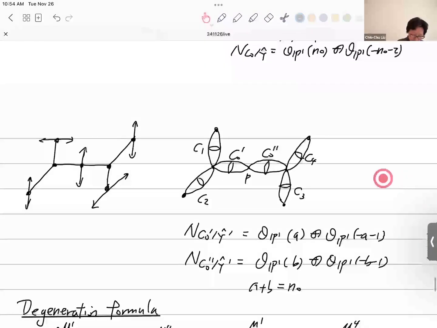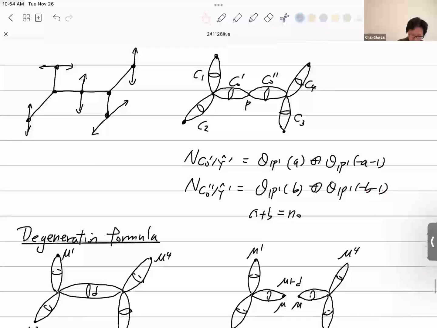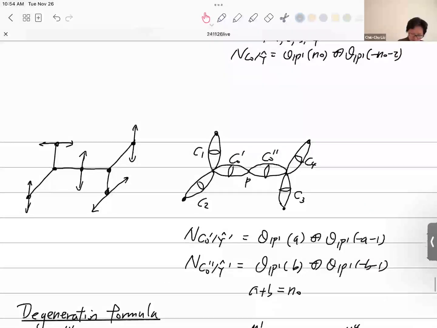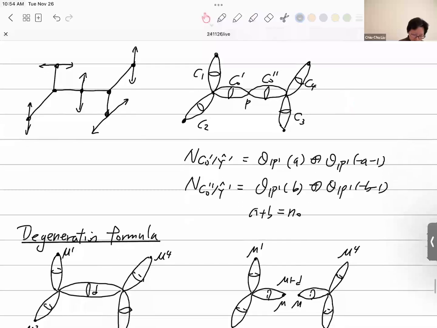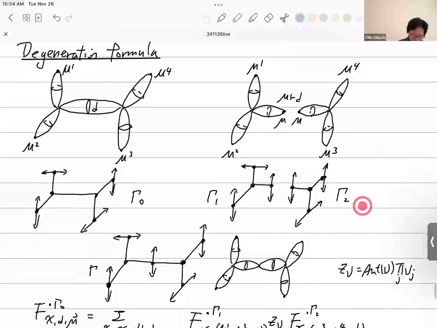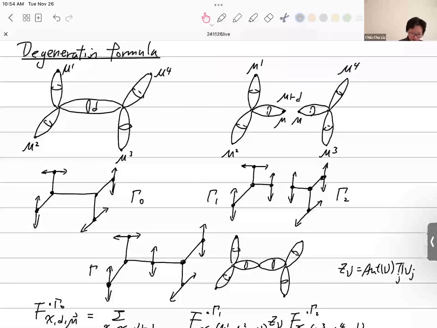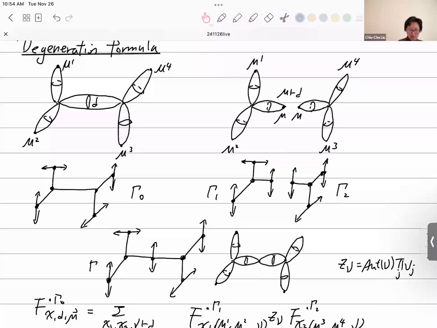Okay, so now we can actually define invariants also for this kind of slightly singular target. So now we have the degeneration formula. The idea is simple. If we have a bivalent vertex, which corresponds to this picture, we can get rid of this singularity in two ways. First, we can smooth it.